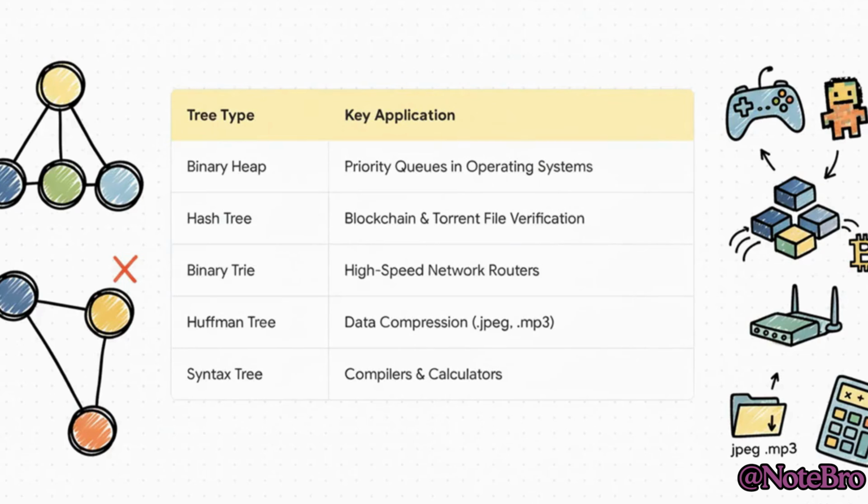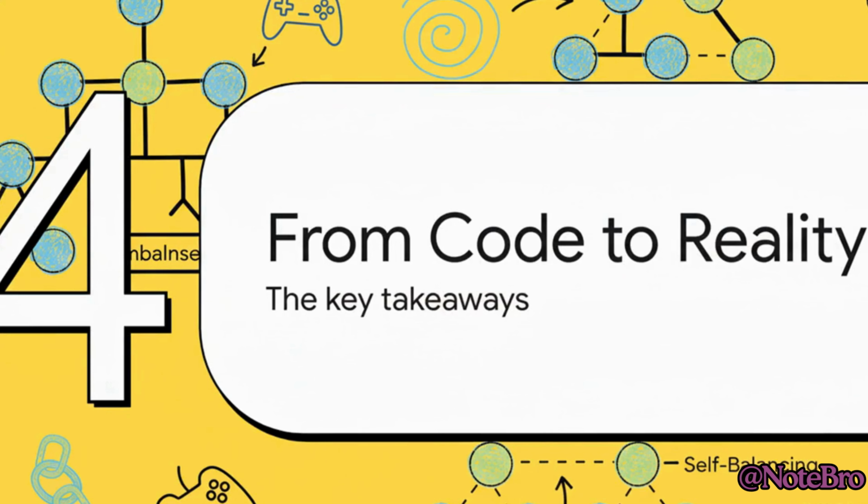And that's really just the tip of the iceberg. That core concept has been tweaked and adapted into this whole family of specialized tools for all sorts of jobs. You've got binary heaps that OSs use to figure out what to do next. You have hash trees, also called Merkle trees, that are the backbone of blockchain security. There are binary trees that help your router direct traffic at lightning speed, and Huffman trees that are responsible for shrinking your JPEGs and MP3s. It's incredible.